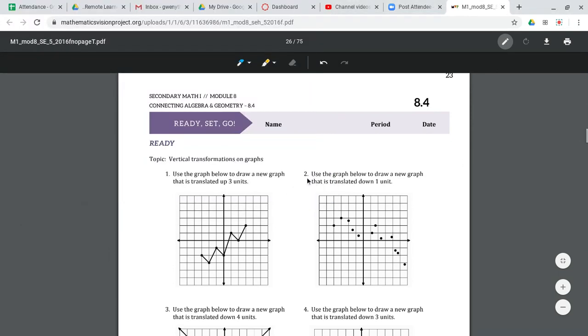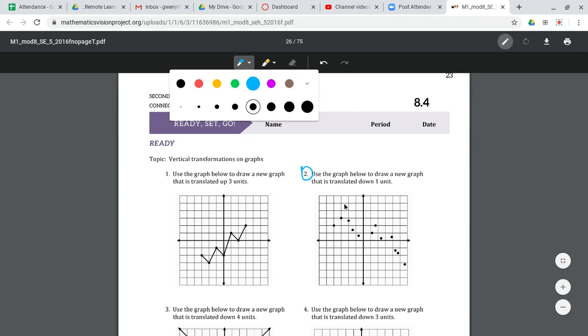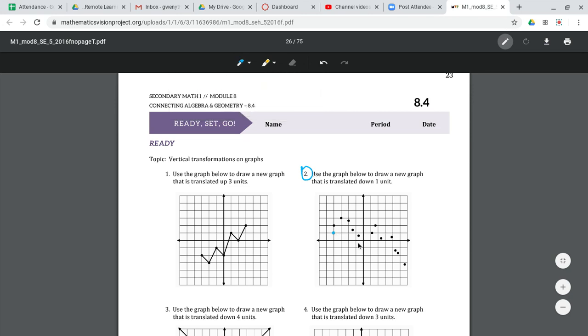All right, so the first one we're going to look at together is number 2. On number 2, and for all of these first 4, we're doing vertical transformations, just like it says. On number 2, we're going to use the graph below to draw a new graph that is translated down 1 unit. So what that means is, I'm going to make my point just a little bigger. Hopefully that's not too big. Perfect. From each of these points, we're going to go down 1, and we're going to make a new point for every single one.